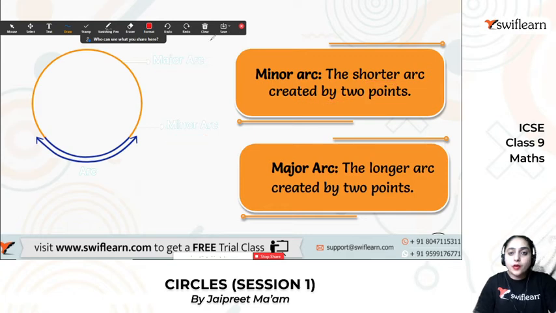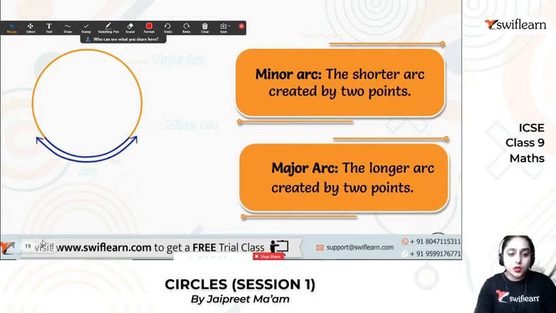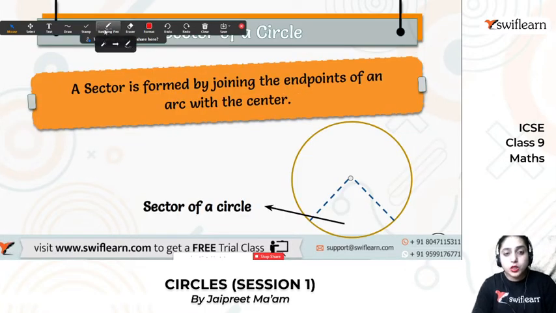So till now we have learned so many terms related to the circle. We have learned radius, center of a circle, what is an arc and types of arc. We have also visualized the circumference of the circle and the area of a circle, that is equal to pi r square. And we are going to learn some more terms related to the circle, that is, now we are going to learn what is a sector.